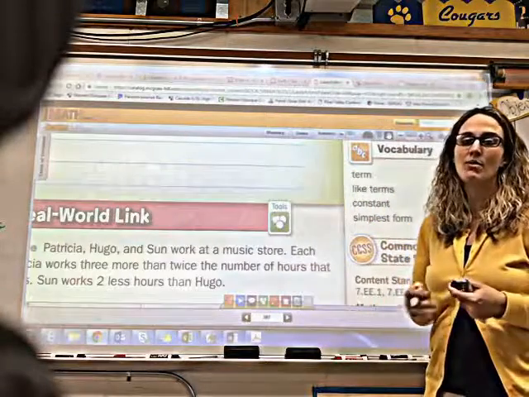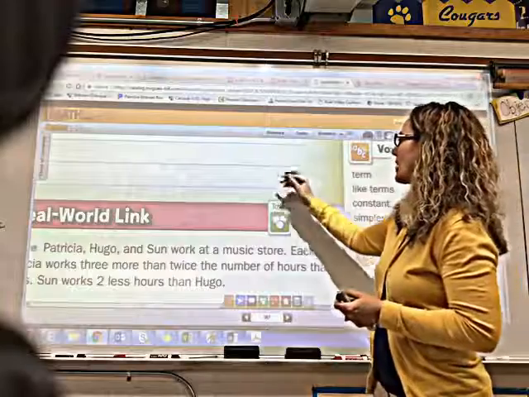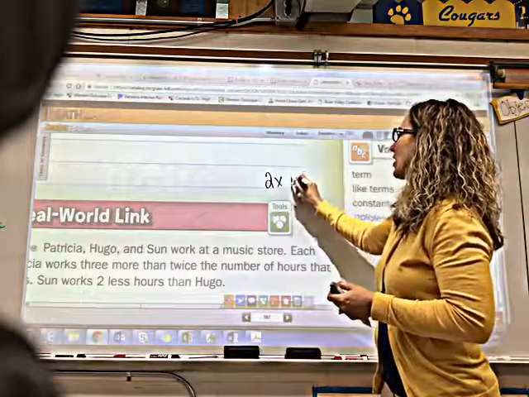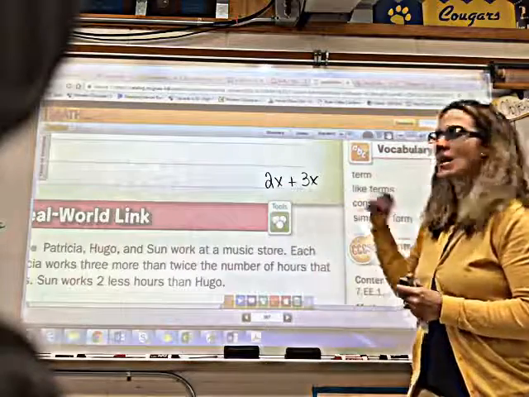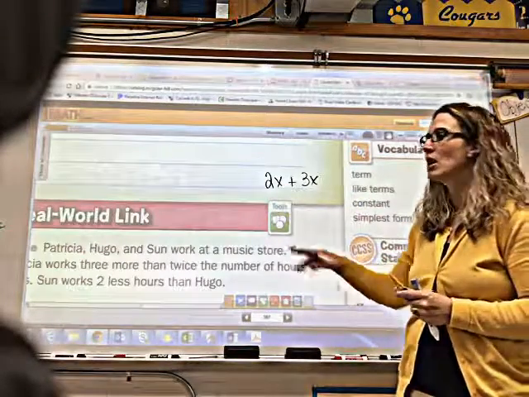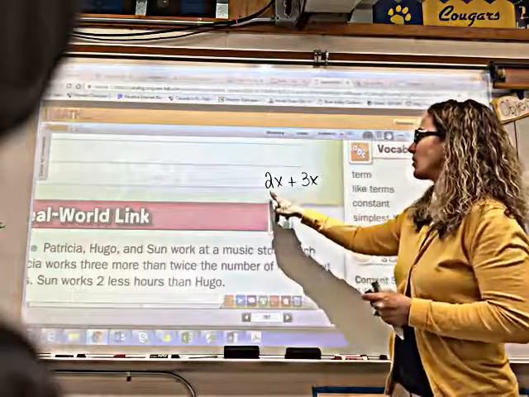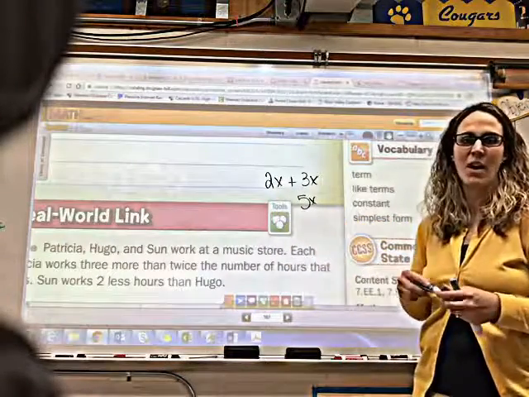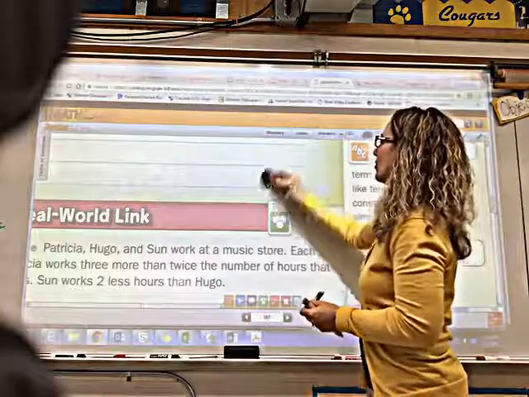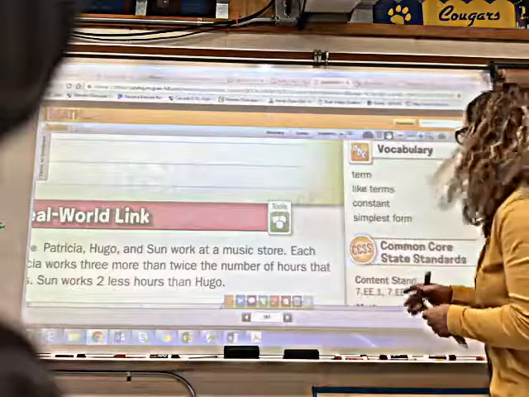An example that could be a like term would be if we have 2x plus 3x. Because both of them have the x with them, they're considered to be like terms, which means that we can combine them. So if I have 2x's plus 3x's, that's going to be the same as 5x. And again, we'll get more in depth in that as we go.